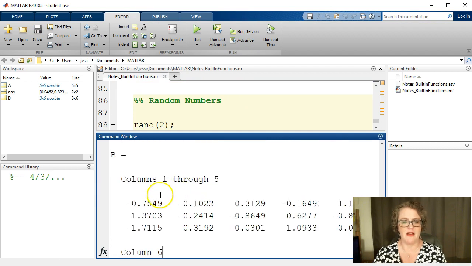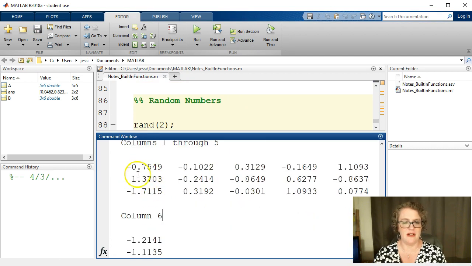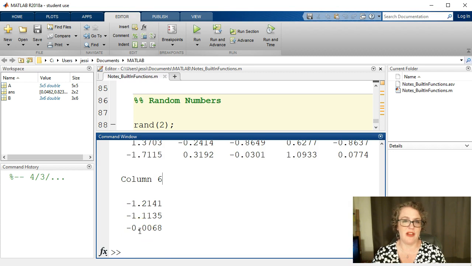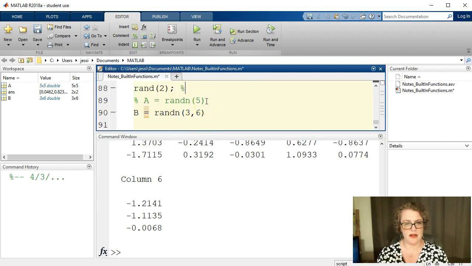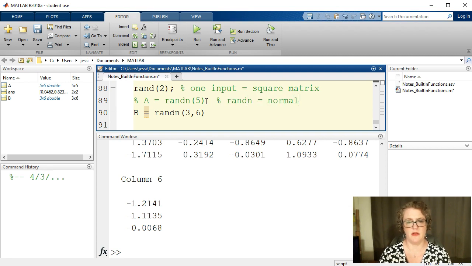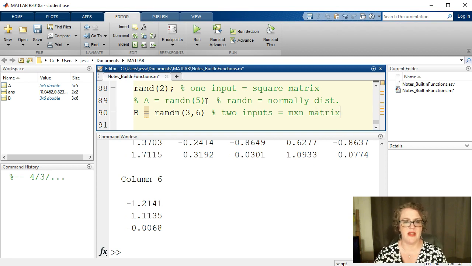My screen's a little small, but you can see columns 1 through 5 here and column 6, each of them having 3 rows. So we have a 3 by 6 instead of a square matrix. All right, so with one input, you get a square matrix. And with randn, normally distributed, if I have 2 inputs, we get an m by n matrix instead. So instead of a square matrix, we're getting whatever size you want.